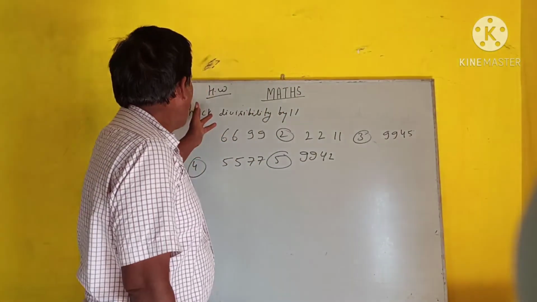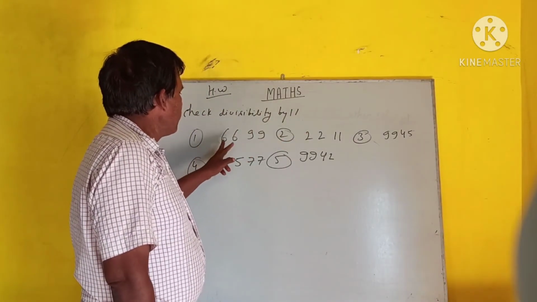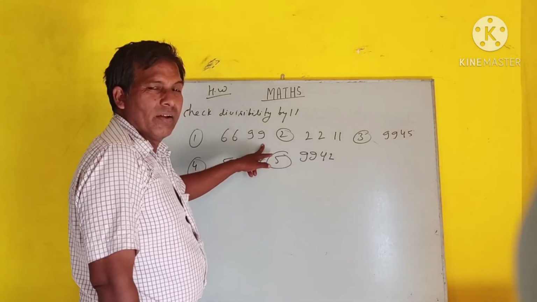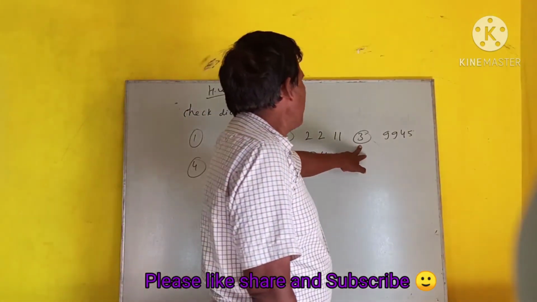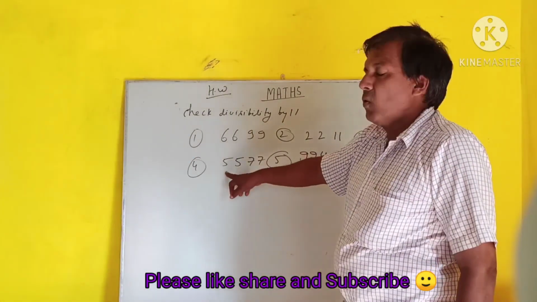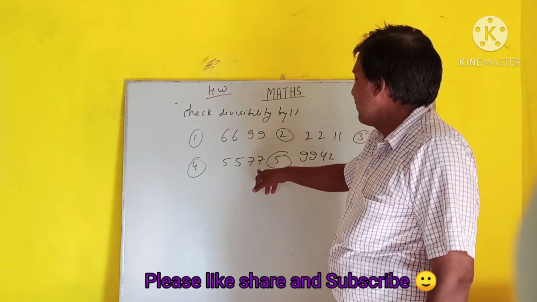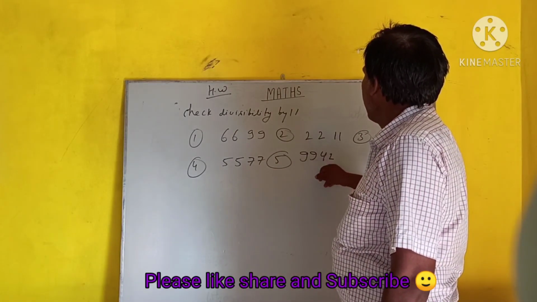Here is your homework. Check divisibility by 11. Question 1: 6699. Question 2: 2211. Question 3: 9945. Question 4: 5577. Question 5: 9942.